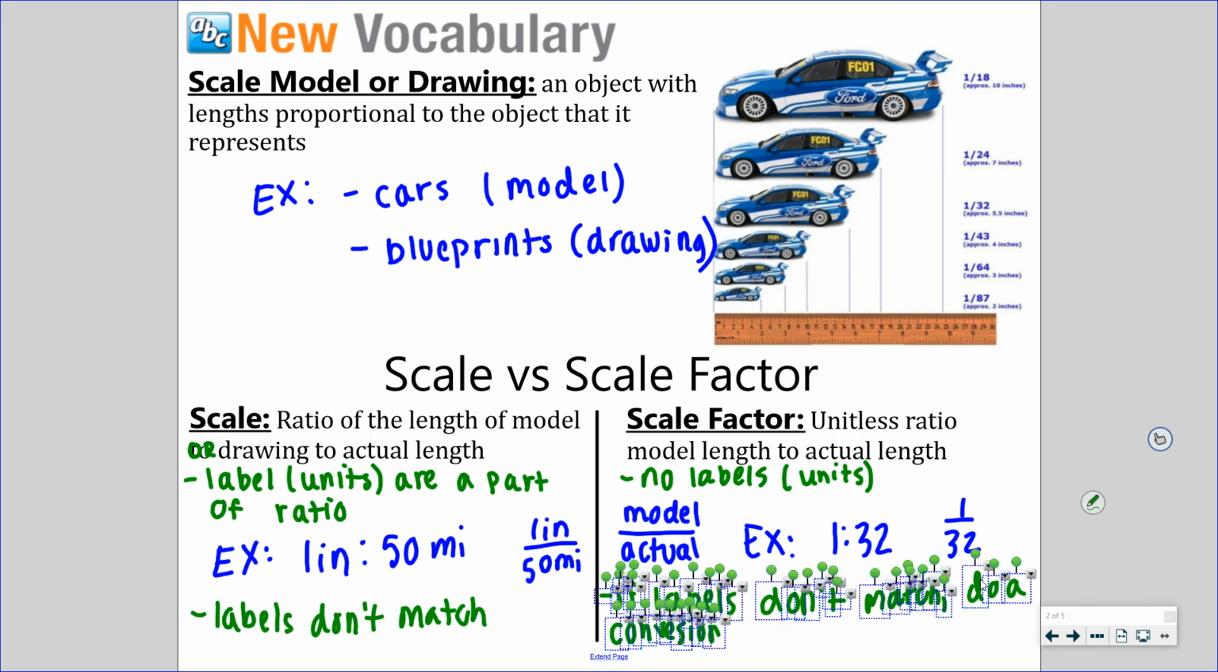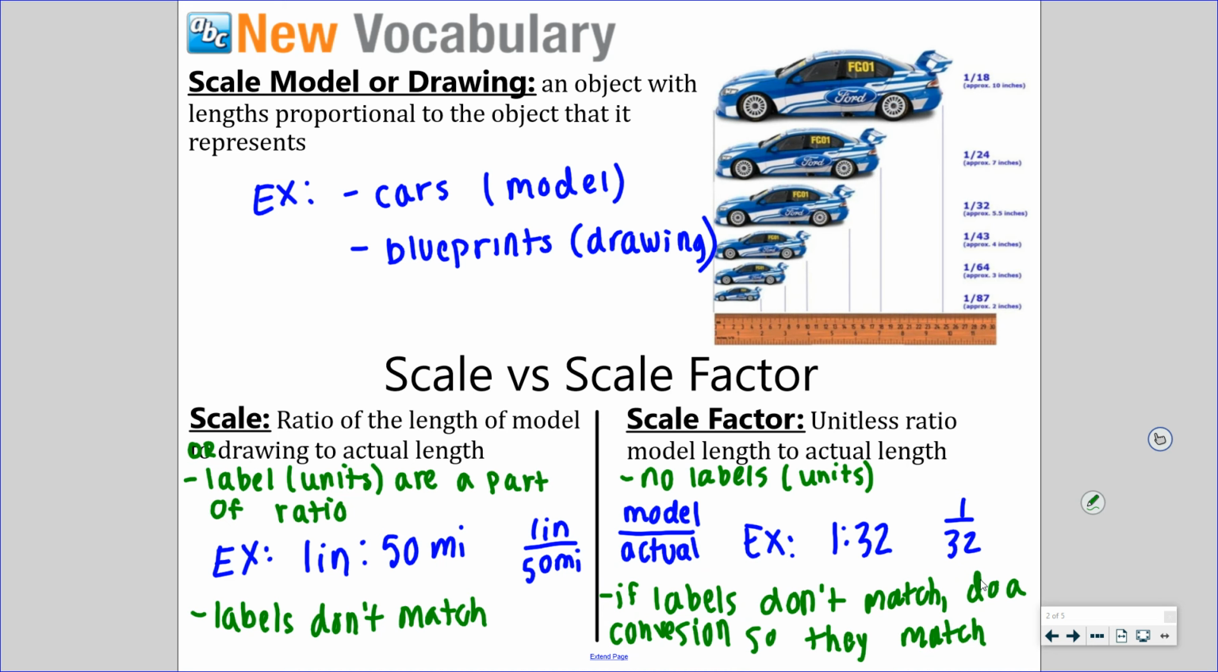I spelled that wrong. Oh no, that was right. It looks weird. Do a conversion so they match. Okay, and then just like with normal ratios, if we can reduce them, we want to reduce them.